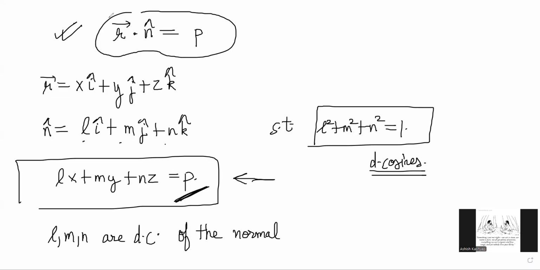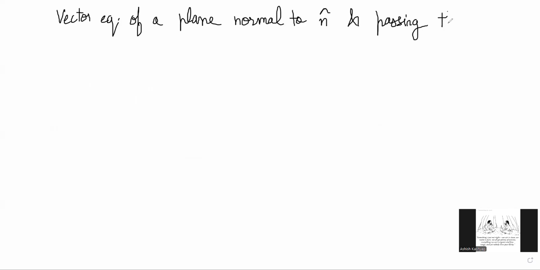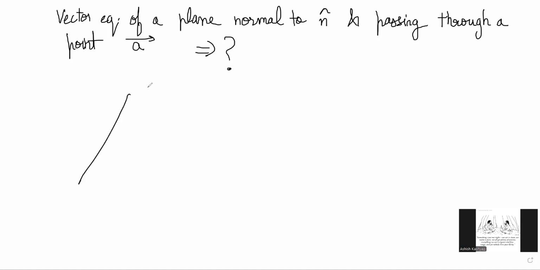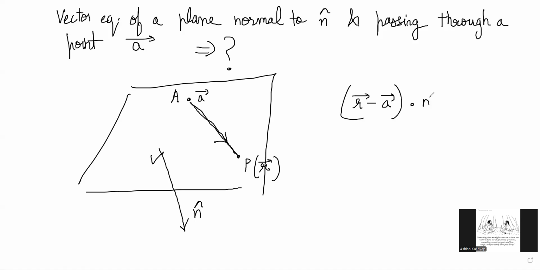For example, you can say the vector equation of a plane normal to n and passing through a point A vector is what? How will we find it? So I will do the same thing, nothing major. Normal is this vector. This is perpendicular to the plane. I already know the plane passes through a point A, and I will take a random point P on it which has coordinates r, and I will say the line AP is in the plane. So r minus A is obviously dot product with n should be 0, no?